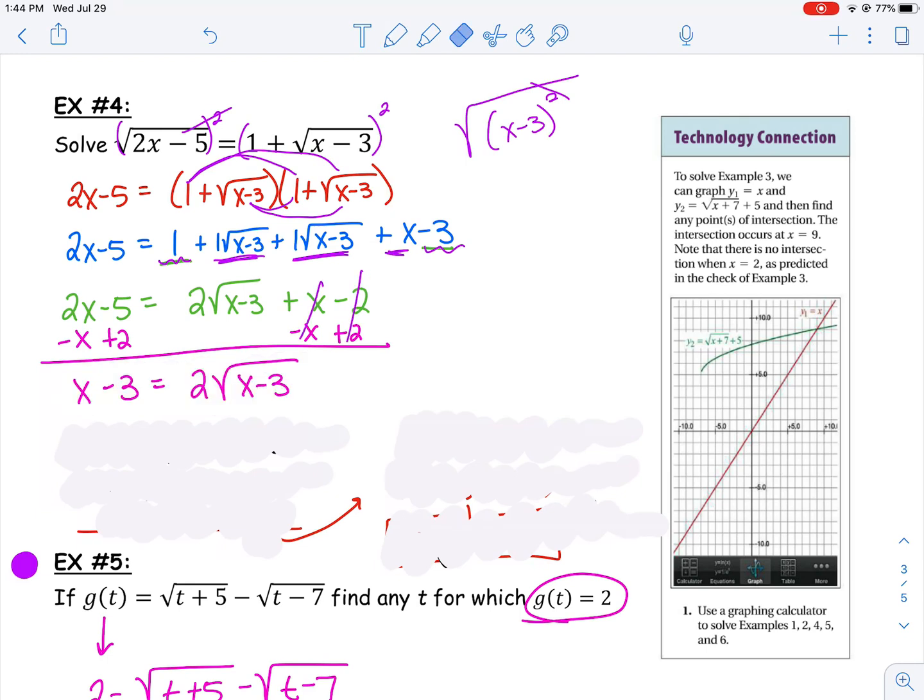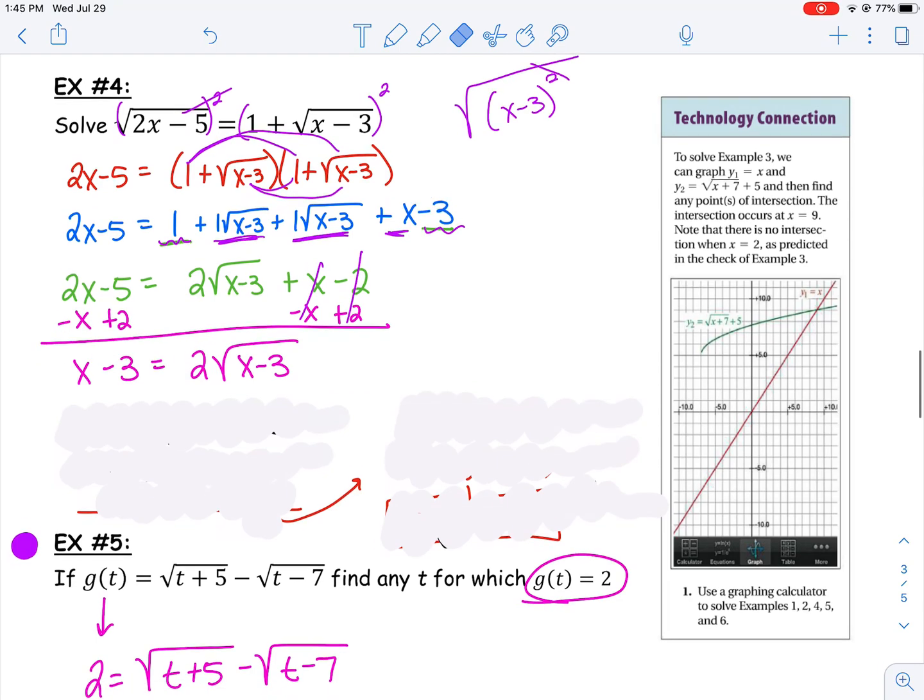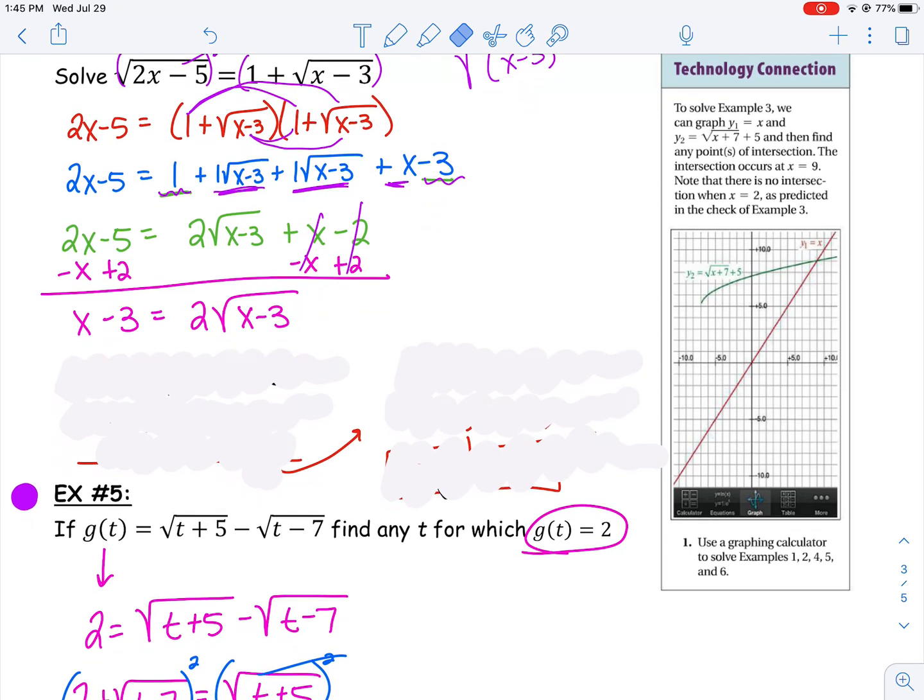When I do that, I end up getting an x minus 3 on the left side. On the right side, I have a 2 times the square root of x minus 3. Now from here, you might be thinking of getting rid of that 2, which is a possibility. You could divide both sides by 2 if you'd like to. Now, you're going to end up getting fractions on that left side, so you might want to avoid that.